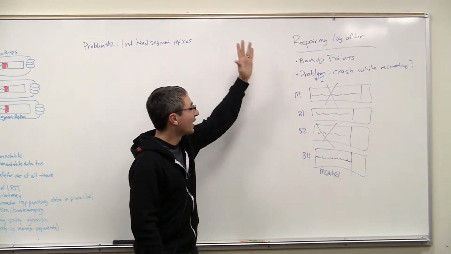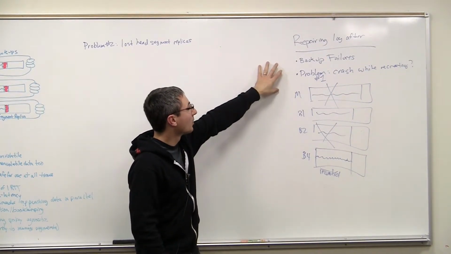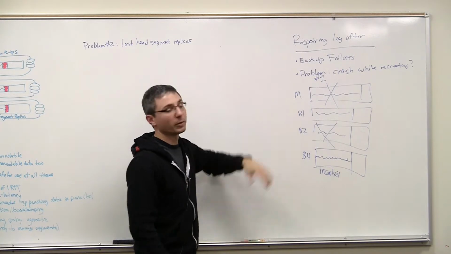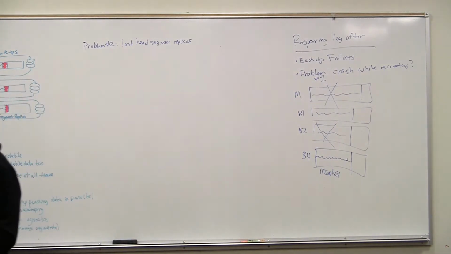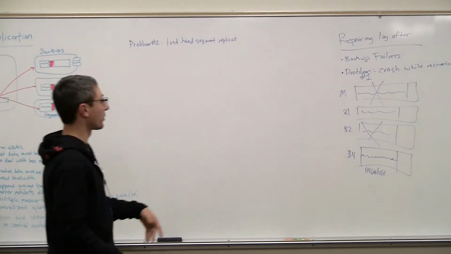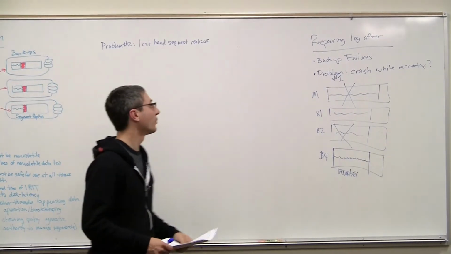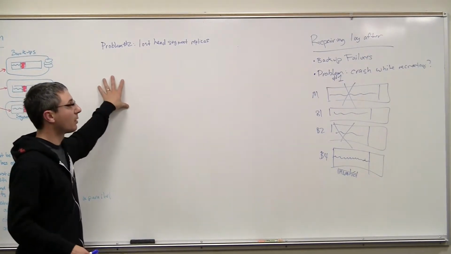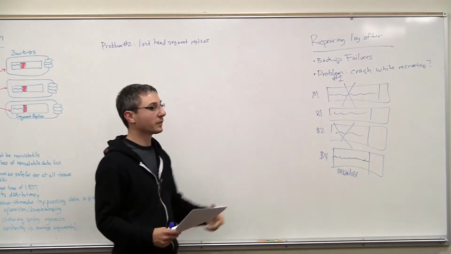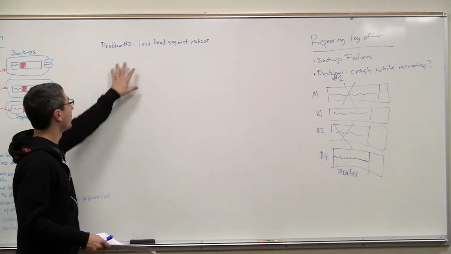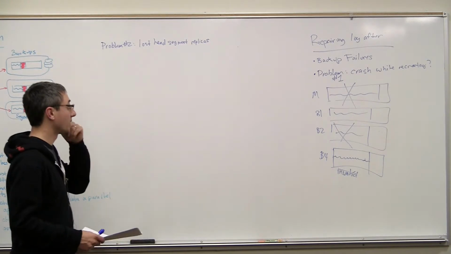When we left, I was talking about backup failures and how when we're recreating replicas, we might be in the middle of recreating a replica. We might leave a busted, partially recreated replica around, and how we do atomic replication to avoid that. So now I'm going to talk about a second problem that occurs because of backup failures. This is what I call lost head segment replicas.